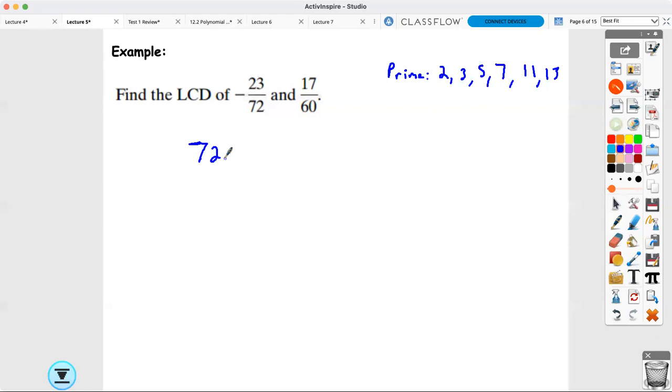Anyone know any 2 types of numbers multiplied that give me 72? 2 times 36. So I'm going to take this one, the first one I heard. So it'll be 2 times 36.